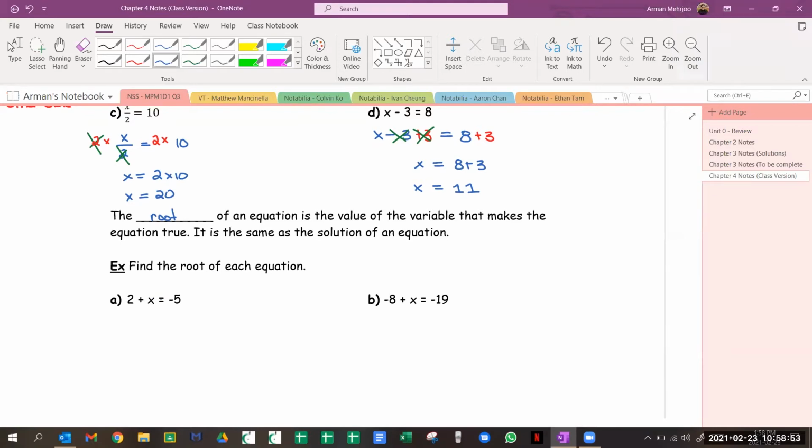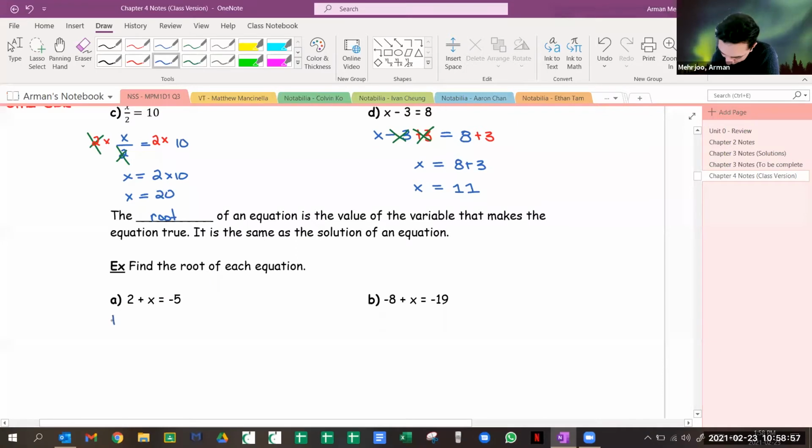Subtract 2. Yeah, 100%. But you got to make sure when you're subtracting 2 that you're subtracting 2 from both sides. So I have a plus 2. I have to do the opposite to this side. What I do to one side, I do to both sides. These 2's will cancel. And I'll be left with x equals negative 5 minus 2, or x equals negative 7.